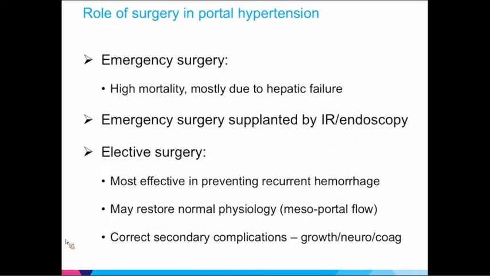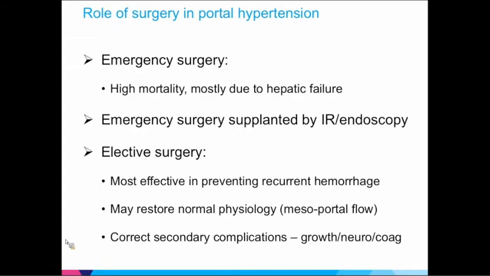Having stated somewhat emphatically that the role for surgery in portal hypertension is limited, I do want to mention a few principles. We know from our surgical experience in portal hypertension that emergency surgery carries a very high mortality, mostly due to hepatic failure. And for the most part, emergency surgery has been completely supplanted by increasing skills and techniques, both from interventional radiology and from interventional endoscopy. And we're fortunate here that we have advanced techniques in both.